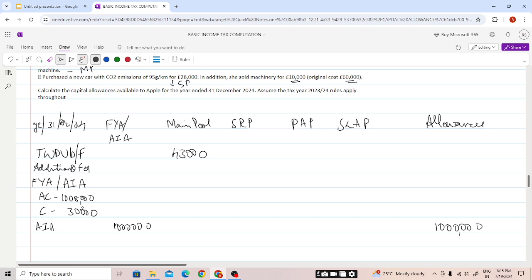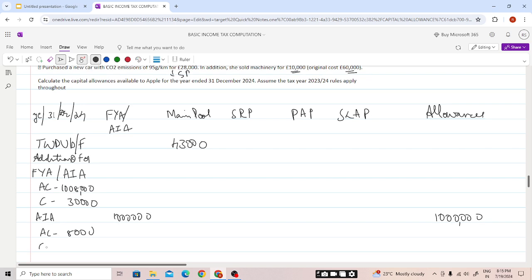So the remaining air conditioning 8,000 and the computer software of 30,000 will be excess, and this excess will be transferred to the respective pool. This under the special rate pool and this under the main pool. I hope this is clear.